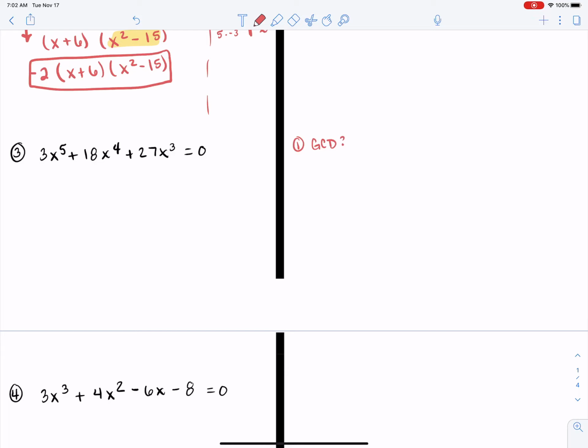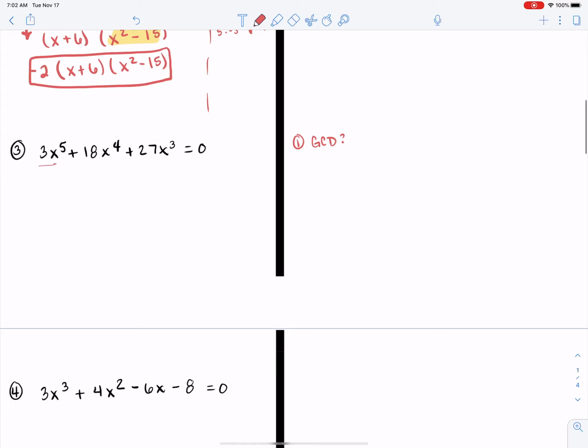If I notice, first of all, what's weird is I only have 3 terms, not 4. So I have a 3x to the 5th, an 18x to the 4th, a 27x cubed. But the first thing you always need to do is find a GCD, and then you can see where to go from there. So if I look at my numbers, 3, 18, and 27, well, those can all be divided by 3. Then if I look, I have x to the 5th, x to the 4th, and x cubed. So I could take x cubed out of all of those.